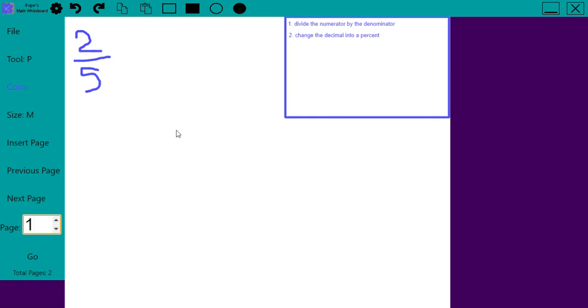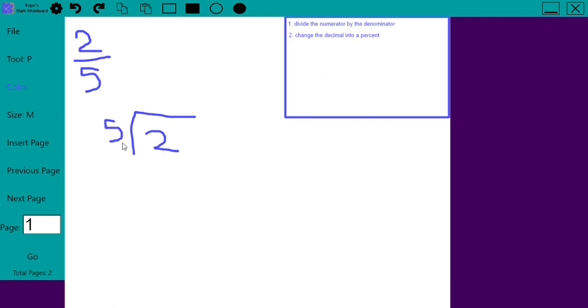So when you're changing a fraction into a percent, the first thing you have to do is divide the numerator by the denominator. Right here, the top number is the numerator, the bottom is the denominator. So it's going to be 2 divided by 5. I'll go ahead and do that in long division form.